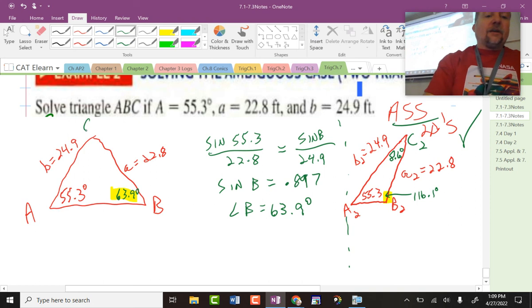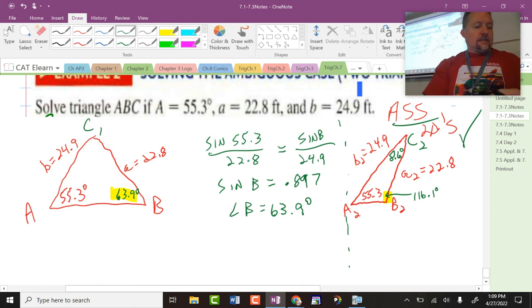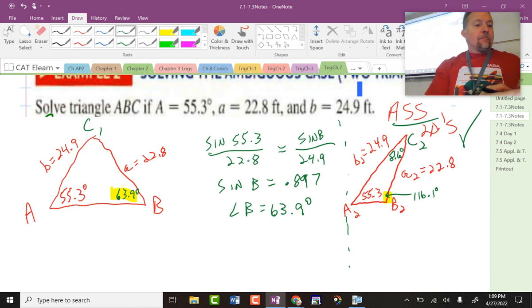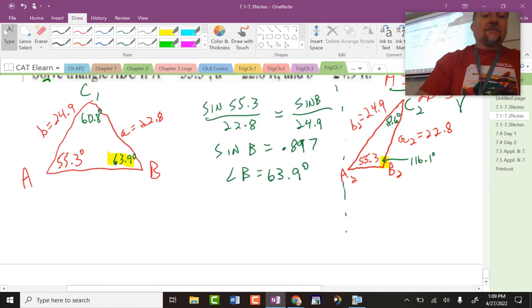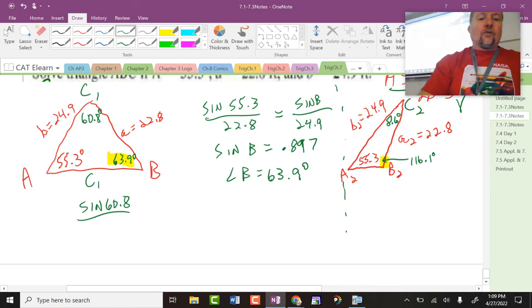So now let's go back up to here and do C1. This is 180 minus the 55.3 minus the 63.9. That's 60.8. And then law of sines. Little c1 is sine of 60.8 over c1 equals given sine of 55.3. Always go with the given to solve future questions.